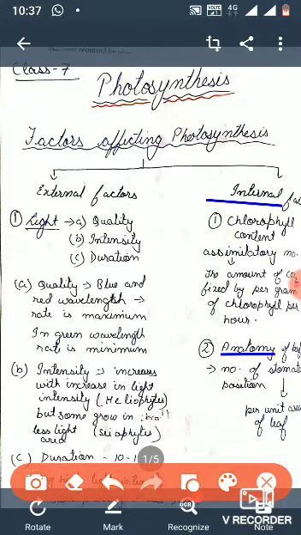This includes number of stomata, position of stomata, and whether the stomata are sunken or not. Number of stomata means if there are more stomata, the rate of photosynthesis will be more because more exchange of gases can take place through the stomata. Position means whether the stomata are present on the upper epidermis or the lower epidermis, and whether they are sunken or not. If the stomata are closed, no exchange of gases can take place, and ultimately the rate of photosynthesis will drop down. So, these were the external and internal factors affecting the rate of photosynthesis.